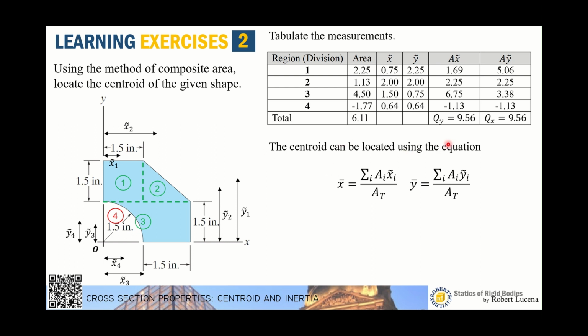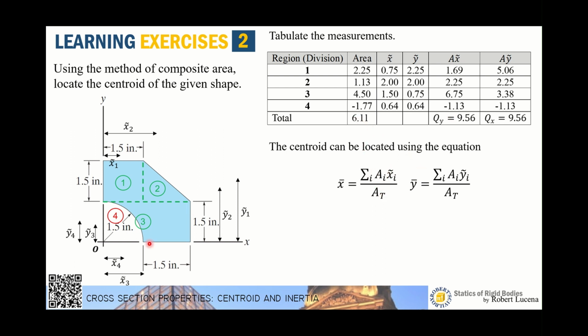You will simply divide QY by the total area, that is 6.11. Again, the total area is simply the summation of this. So x curl is equal to the x bar, or the location of the centroid measured from the y-axis. You simply divide the summation of ax curl, which is QY, 9.56, divided by 6.11.